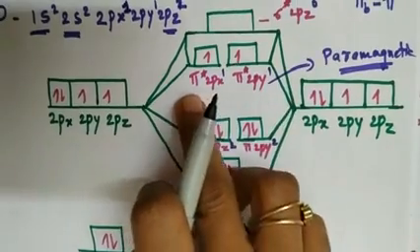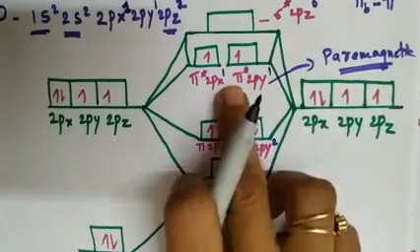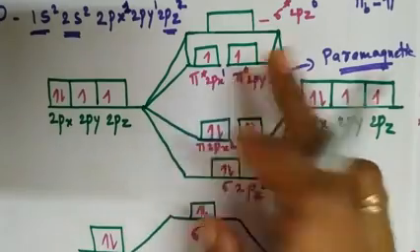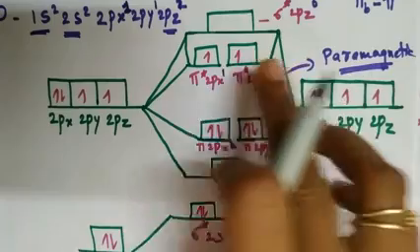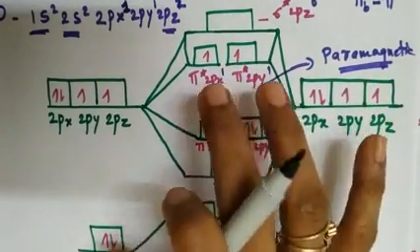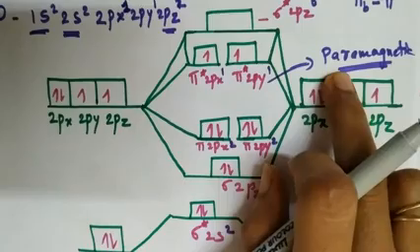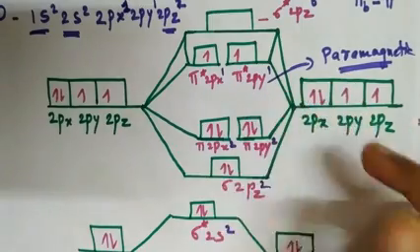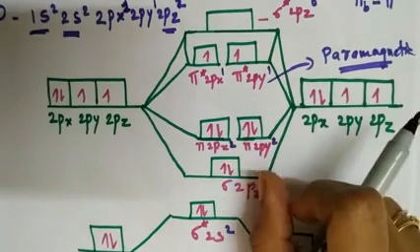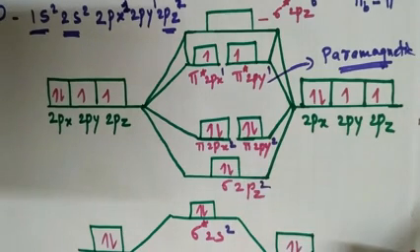They will occupy the antibonding orbitals, and hence they show paramagnetic property because of these unpaired electrons. If they had been paired, then it would have shown diamagnetic. But here both the electrons are unpaired and therefore oxygen shows paramagnetic. So this is the configuration and explanation of molecular orbital theory, and how oxygen shows paramagnetic behavior according to it.